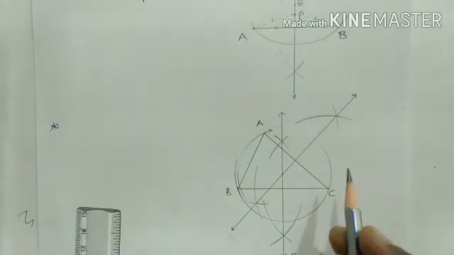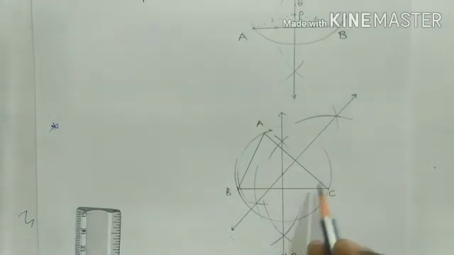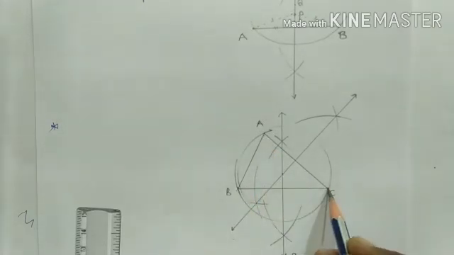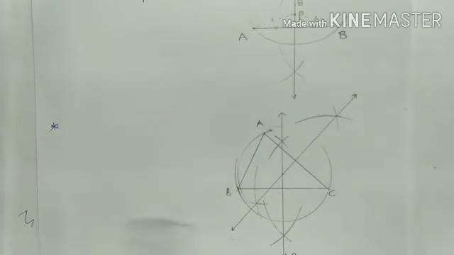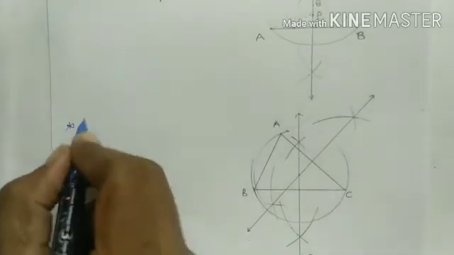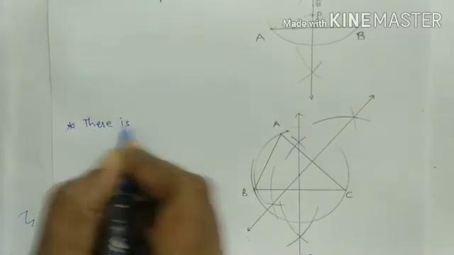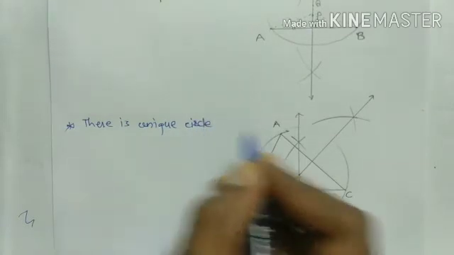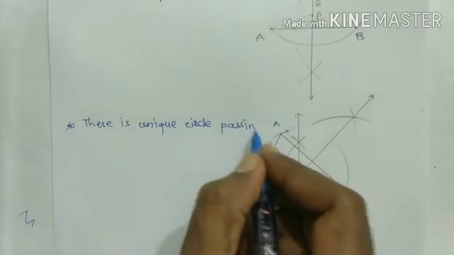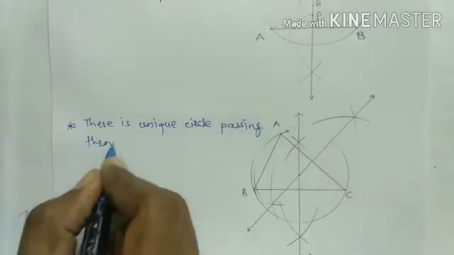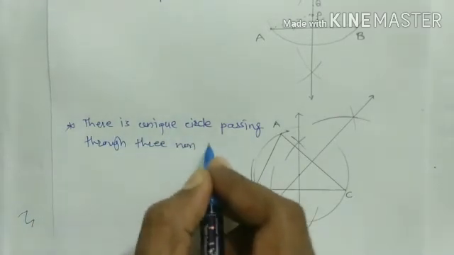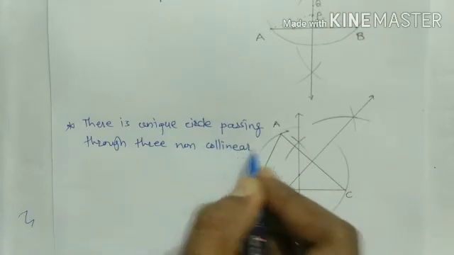It means that there is one and only one circle passing through the 3 non-collinear points. म्हणजे 3 non-collinear points मधनं एक आणि एकच सर्कल आपल्याला ड्रॉ करता येतं. So here we write there is a unique circle passing through 3 non-collinear points.